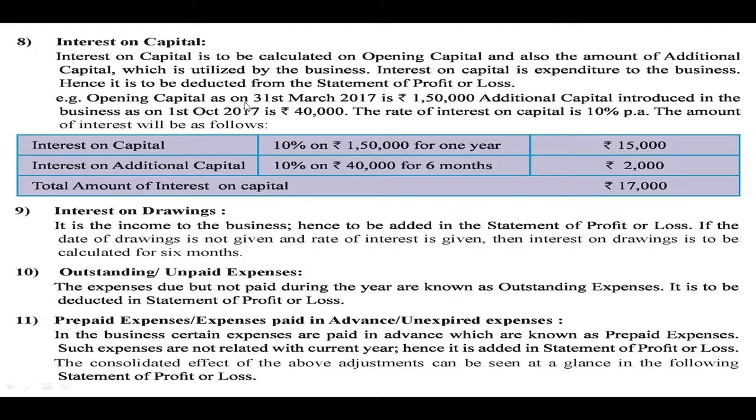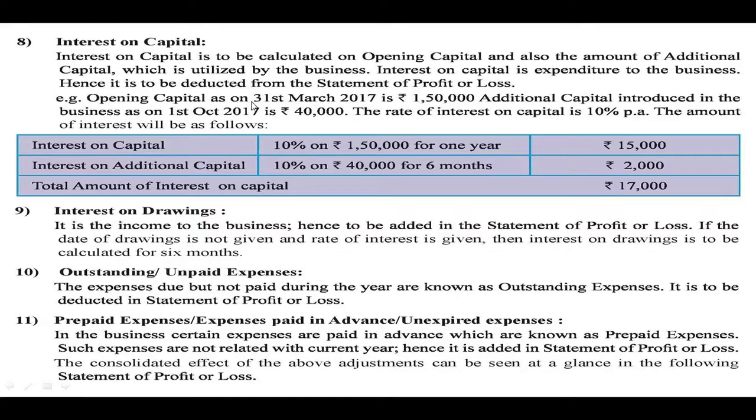Opening capital as on 31st March 2017 is rupees 1,50,000. Additional capital introduced in the business as on 1st October 2017 is rupees 40,000. The rate of interest on capital is 10% per annum. So we have to calculate the amount of interest on capital.